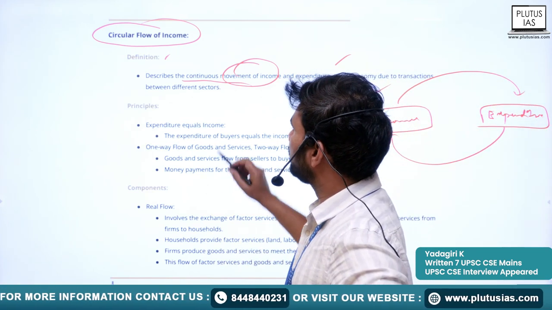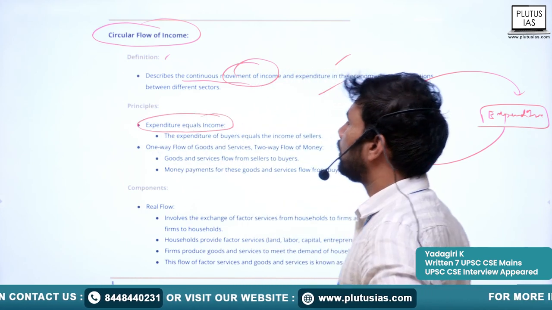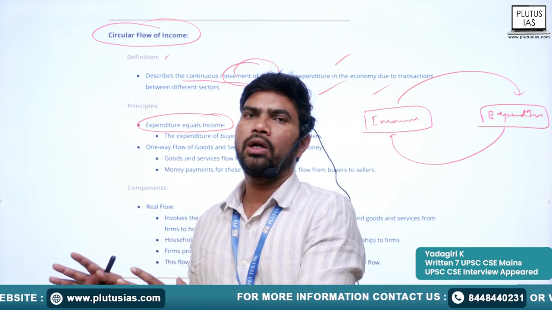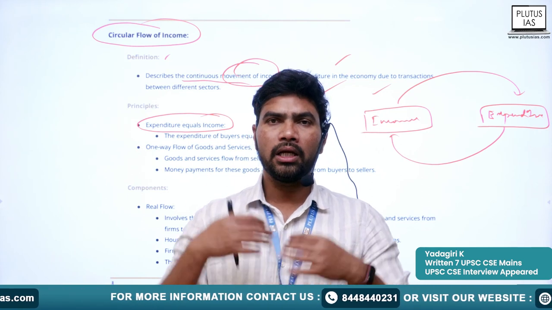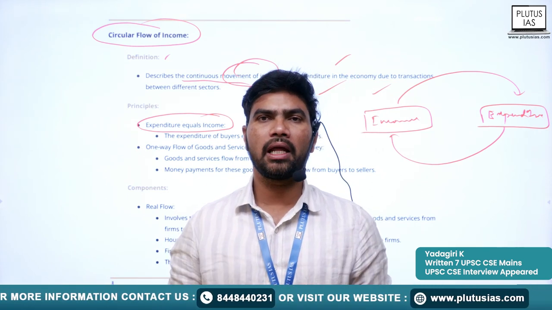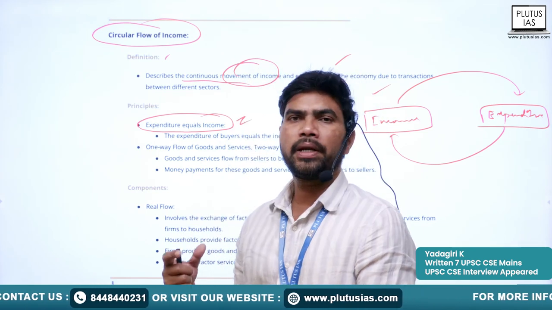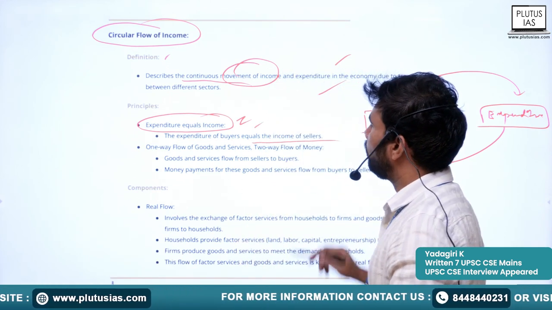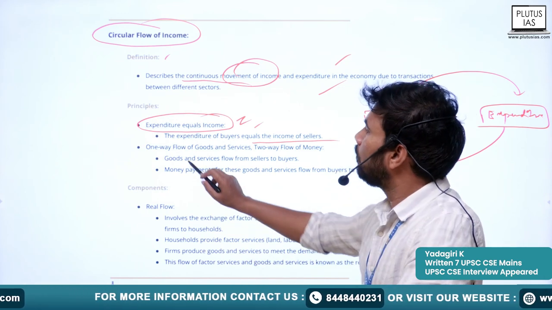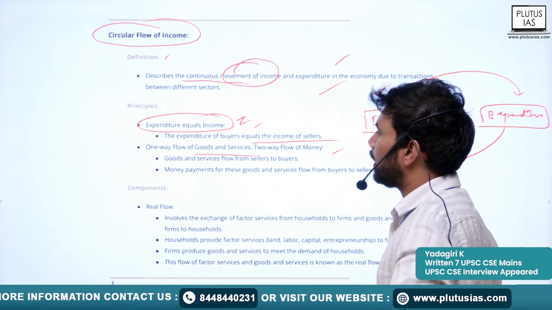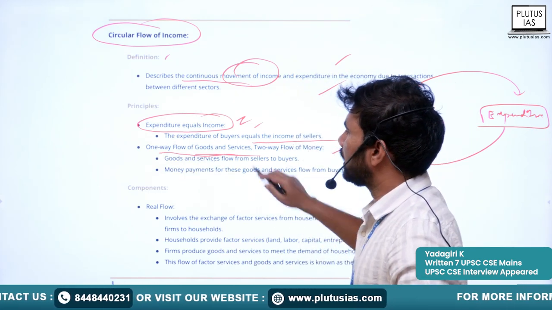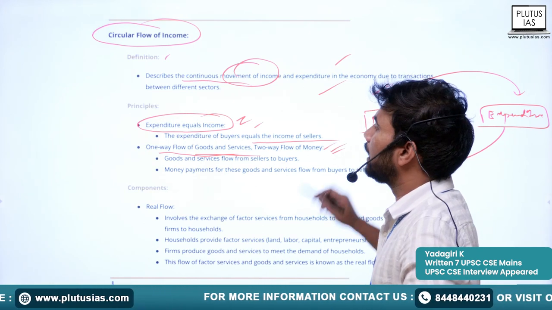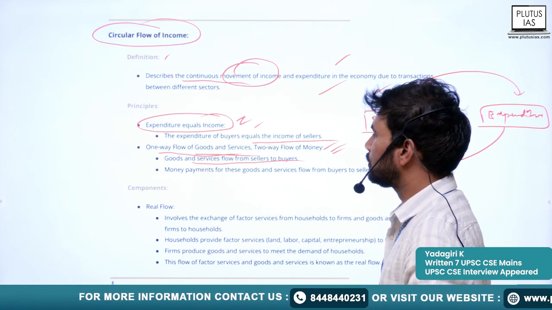Principles of circular flow of income: expenditure equals income. Broadly, the total expenditure made by the people is equal to income, because I am spending some money, and some other person is receiving that as income. So the basic principle is expenditure is equal to income in an economy, right? The expenditure of buyers equals the income of sellers. One-way flow of goods and services, two-way flow of money. This thing happens.